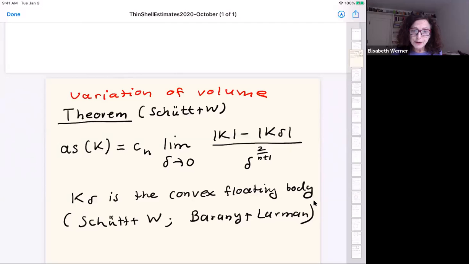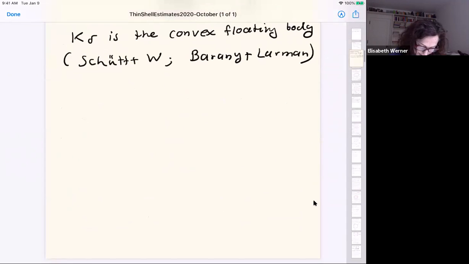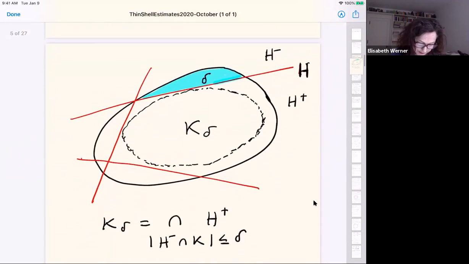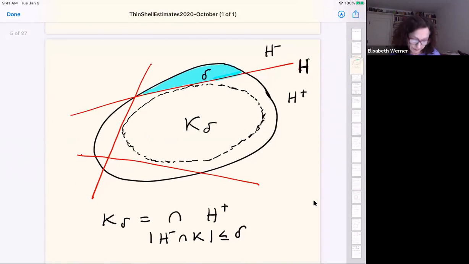Okay, now I need to explain what the floating body, or the convex floating body, is. Actually, there's another such notion of floating body, going back about 200 years to a French mathematician by the name of Dupin. He also had a notion of a floating body, but that one is more complicated, and not necessarily convex. So we want to deal with convex sets and define the convex floating body, which is defined as follows.